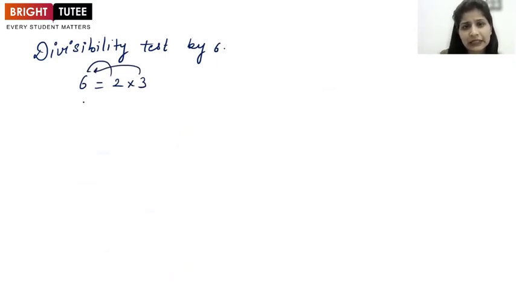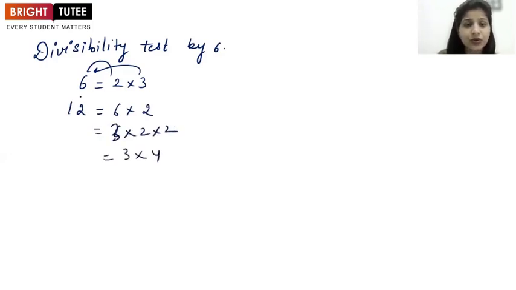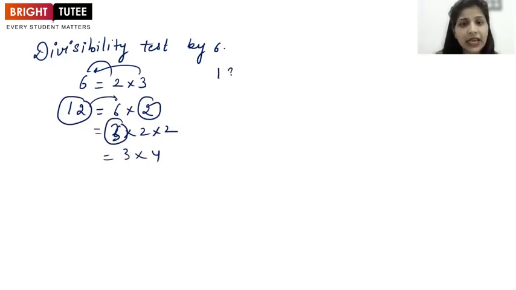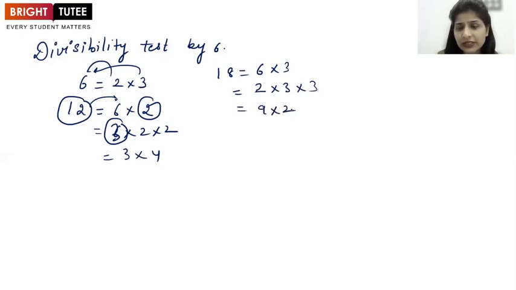Let's consider some number, 12. 12 can be written as 6 into 2, also as 3 into 2 into 2, or we can write it as 3 into 4. So do you observe that 12 is divisible by 6, also divisible by 2, also divisible by 3. If I see 18, it is divisible by 6, 6 into 3, and 6 can be converted to 2 into 3. Then 9 into 2 is there. So you see it is divisible by 3 and 2 as well as 6.